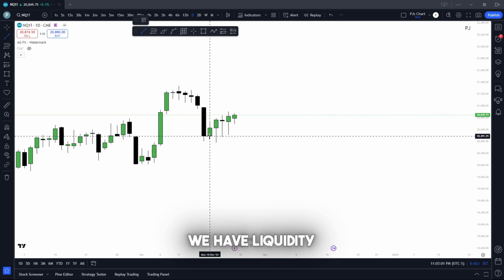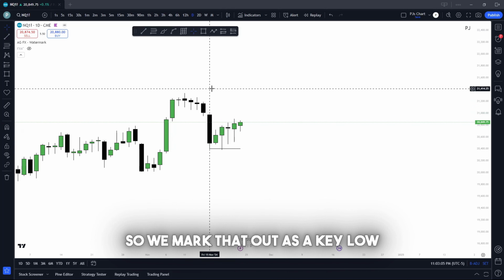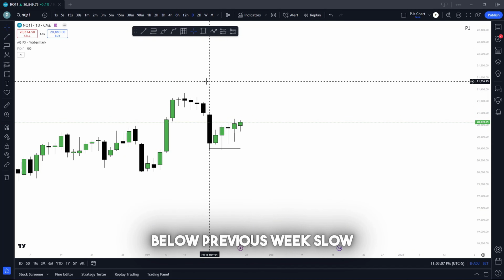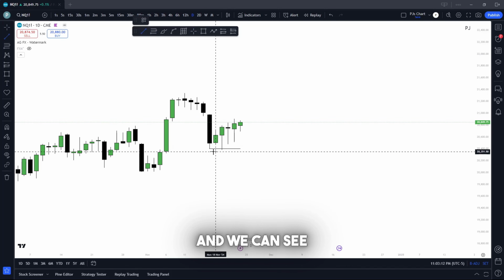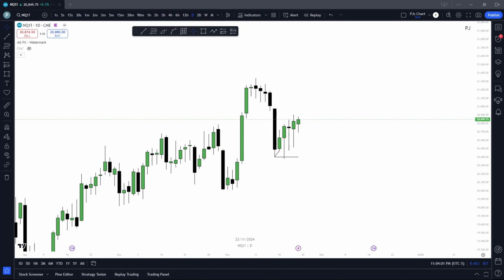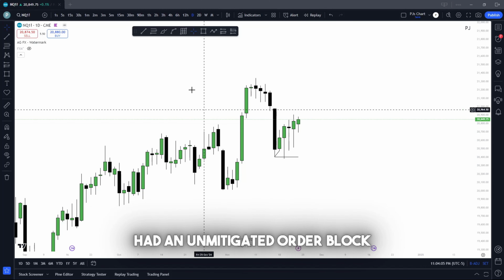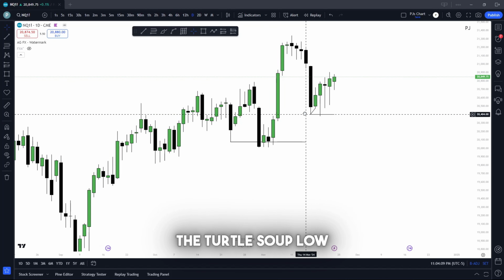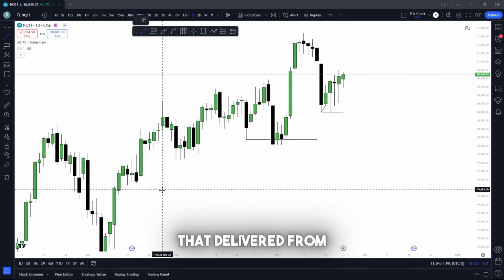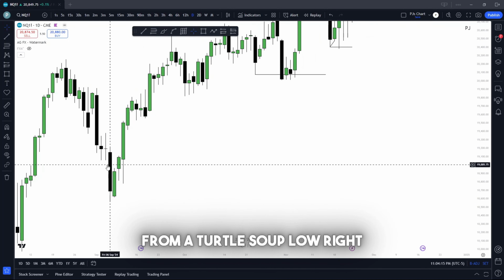We have liquidity below Monday and Tuesday's low, so we mark that out as a key low. Lots of liquidity below previous week's low, previous day low with Monday, and we can see it's 2 failure swings. We also saw on the higher time frame how we had an unmitigated order block, as we can also see we delivered from the turtle soup low, that delivered from a turtle soup low, that delivered from a turtle soup low, right?